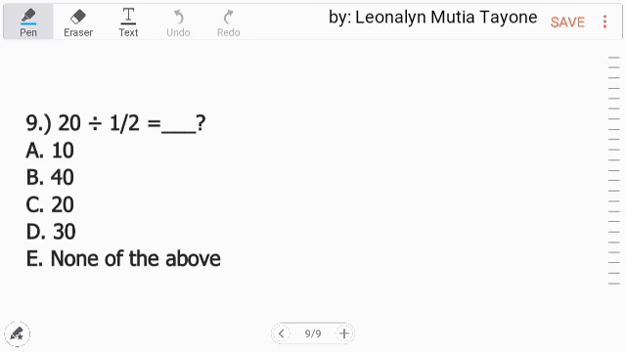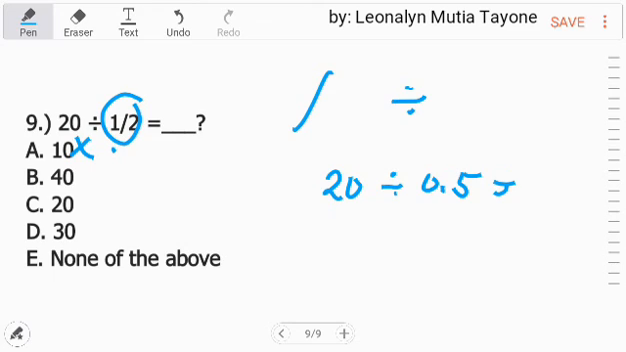Number 9. 20 divided by 1/2. Ang iba sa inyo ay sasagot ng 10. Mali yan. Remember, slash yan versus itong ganitong division. Pareho lang siyang magkapag-divide, pero ito ay fraction line or group siya na may numerator at saka denominator. This is also the same as 20 divided by 0.5. So, ang answer dito ay 40 or division of fraction.